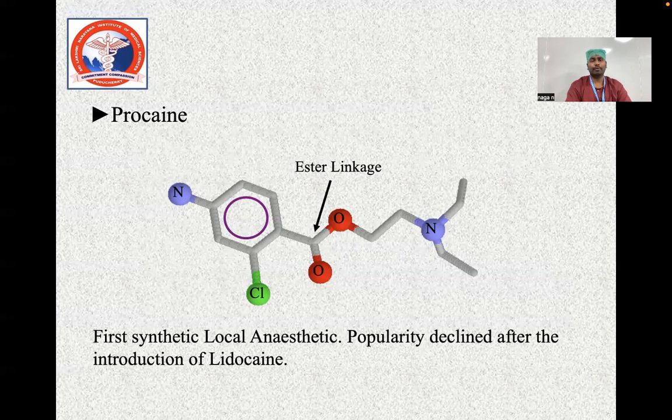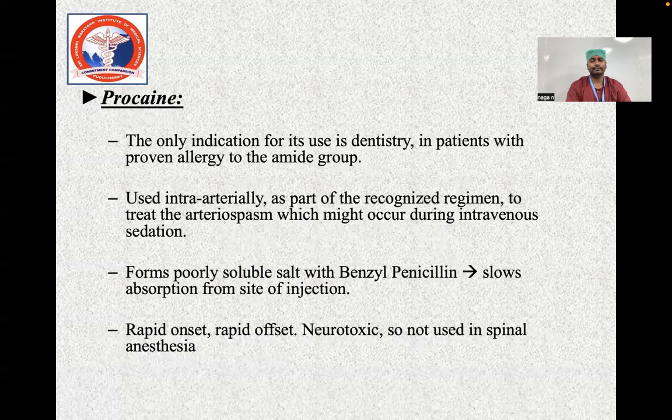Here is the molecular structure of procaine. It was the first synthetic local anesthetic, and its popularity declined after the introduction of lidocaine. The only indication for its use in dentistry is in patients with proven allergy to amide groups. It's used intra-arterially as part of a recognized regimen to treat arteriospasm, which might occur during IV sedation. It forms a poorly soluble salt with benzyl penicillin, which slows absorption from its site of action. Rapid onset, rapid offset. It's neurotoxic, so not used in spinal anesthesia.